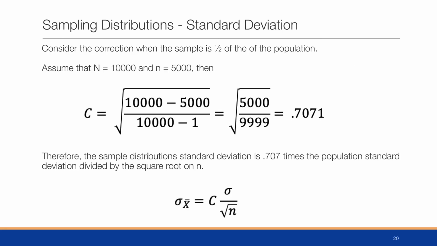So let's take a look at an example. Assume that the capital N is 10,000 and lower n is 5,000. We would end up with the square root of 10,000 minus 5,000 over 10,000 minus 1. That's the square root of 5,000 divided by 9999. That's equal to 0.7071. Therefore, the sample distribution's standard deviation is 0.707 times the population standard deviation, divided by the square root of n. So we just replace this c here with the 0.7071. So it's a weighted factor of about 70% of what the other one is.